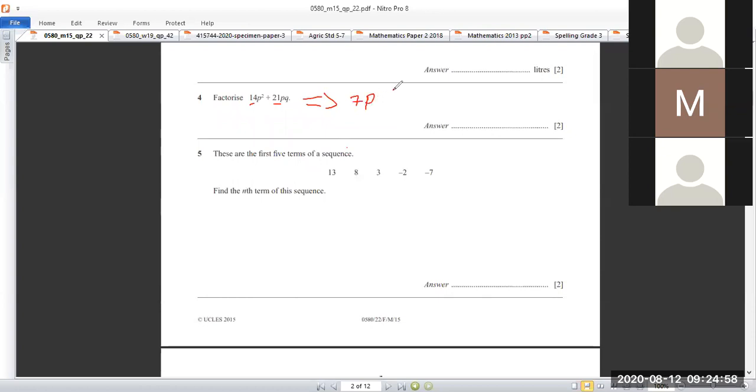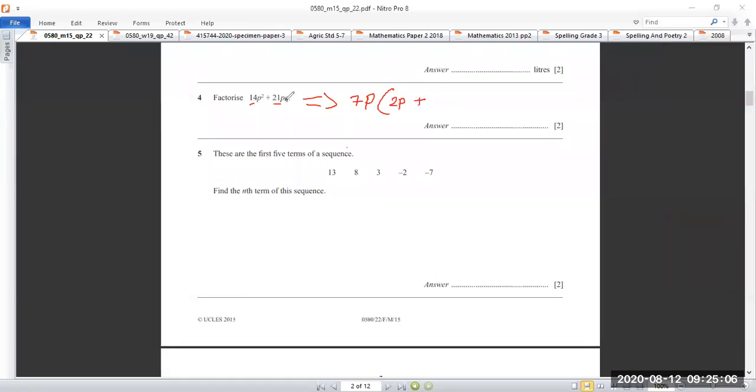Okay. Then we open bracket. If we take 7p out, we'll be left with 2p plus, then we take 7p out here, and we'll be left with 3q. And simply we are done. That's the answer. And you need to practice. You need to practice as much as possible.